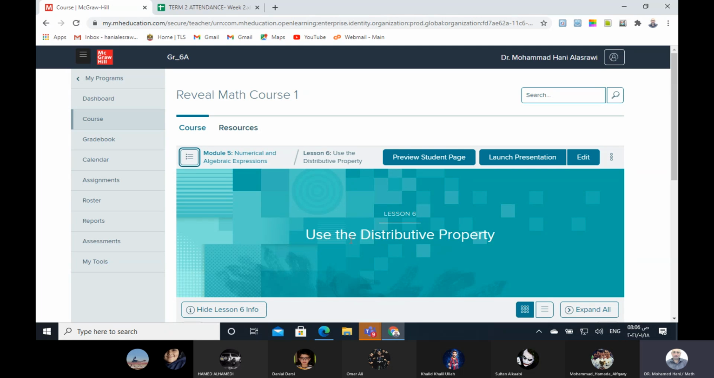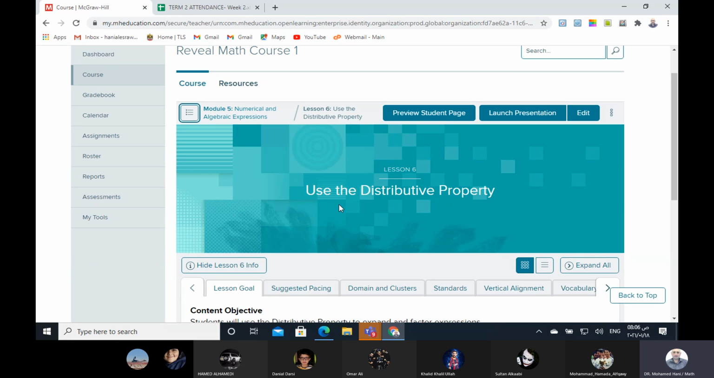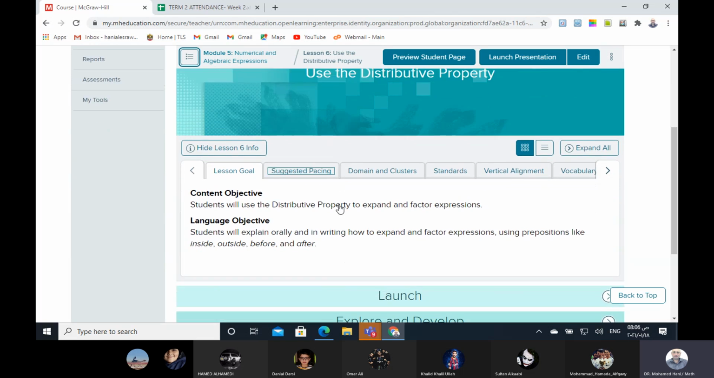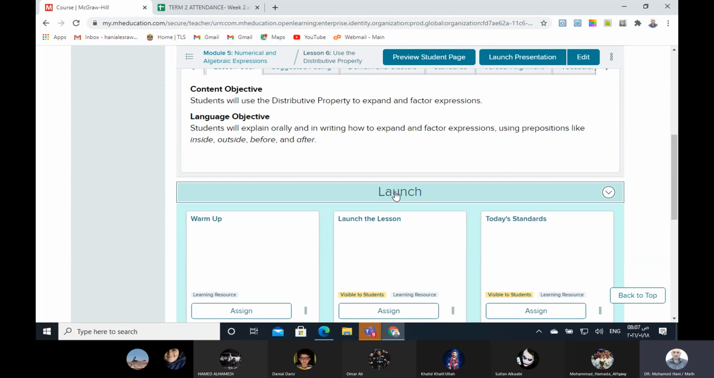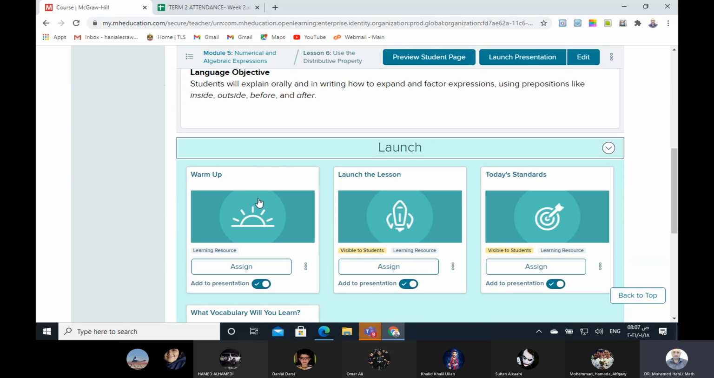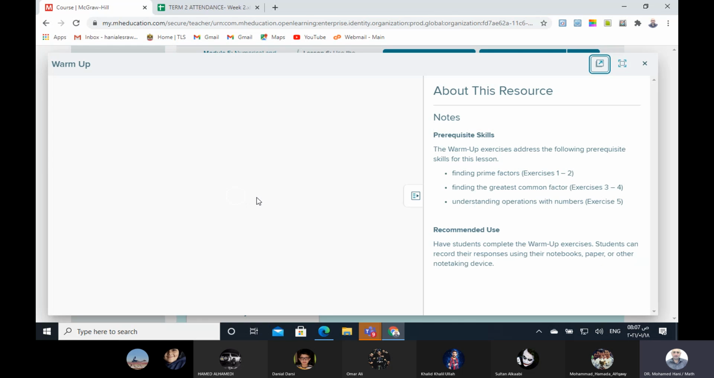Math grade 6. We are in module 5, numerical and algebraic expressions. Today we have lesson 6: use the distributive property. In this lesson, we want to learn how to use the distributive property to expand and factor expressions. Prepare your notebook, please.